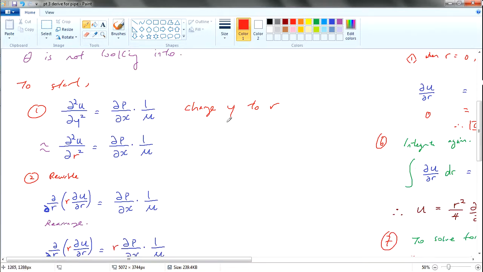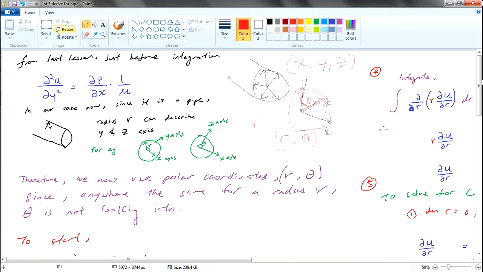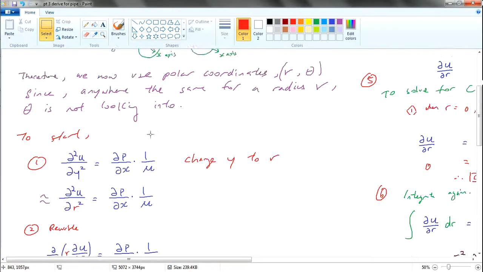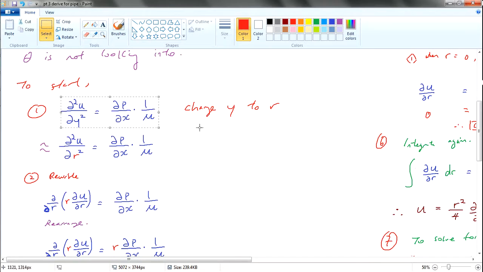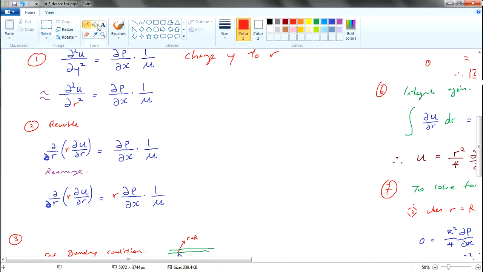So what I do is actually to change to r. I change this equation. This equation is what we last derived, and then we put it over here. We change y to r, so we have r squared. Right, the rest stays the same. I didn't change anything. And then I rewrite.